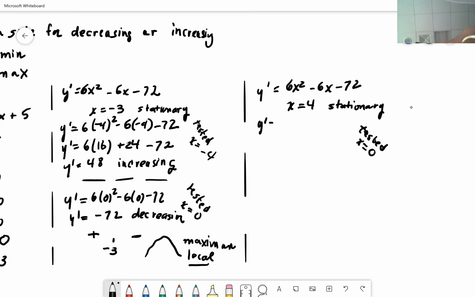So y prime equals, and we already did this. We know the answer to this, but I'm just doing it. We know that when we test 0, we get -72. That was done down here. So we know that to the left, it's going to be what? Decreasing. To the left of 4, it's decreasing.